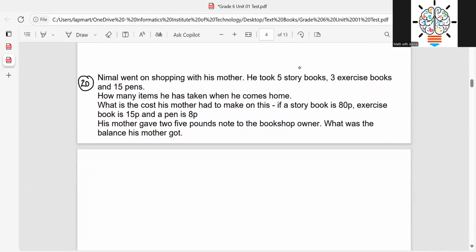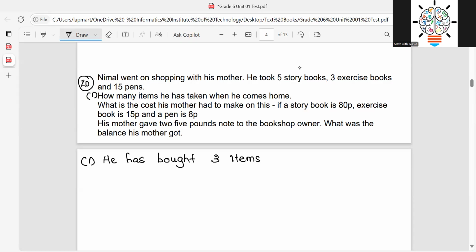Vimal went on shopping with his mother. He took 5 storybooks, 3 exercise books, and 15 pens. How many items has he taken when he comes home? The first part, right? Here we do have different parts in this question. So here, how many items has he bought? This is a word problem, children, so then you won't write them. He has bought 3 items, right?